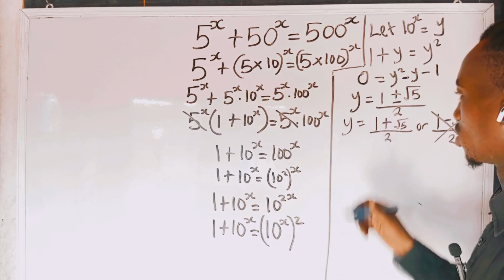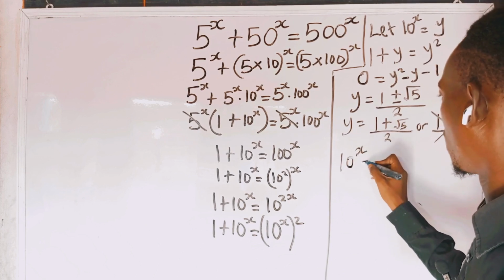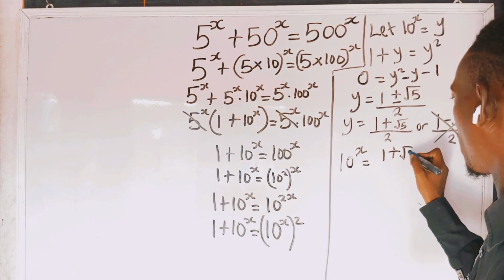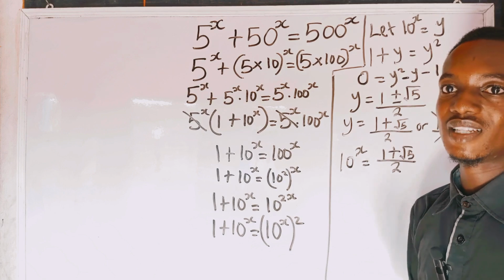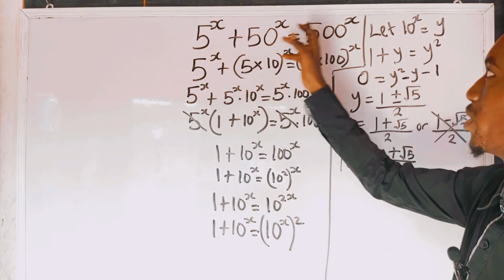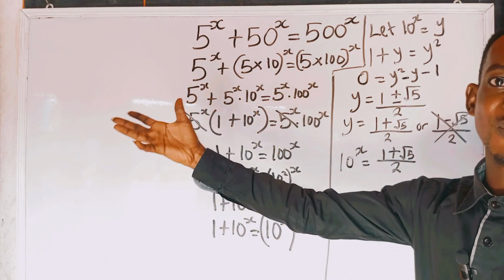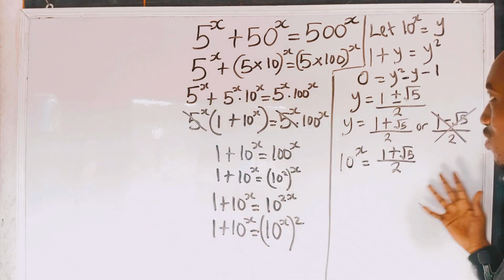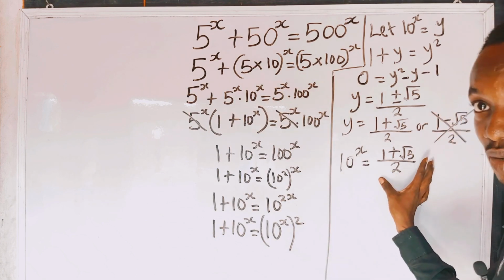So let's now use direct substitution. Instead of y, we now have 10 to the power of x equals 1 plus root 5 all over 2. Now, the reason why I keep writing this is I want to eliminate approximation, because when we use approximation, it might not be too accurate. We have to use 6 or 7 decimal places for it to be very accurate. So we don't have to go through that stress. Let's just keep on writing it like this, okay?